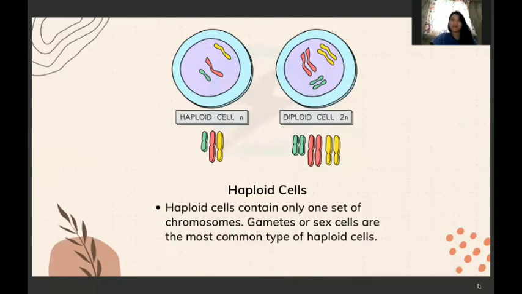Haploid cells. Haploid cells contain only one set of chromosomes. Gametes or sex cells are the most common type of haploid cells. They are produced by meiosis and are genetically diverse. When the haploid cells from the male and female fuse together during fertilization, it forms a diploid cell.